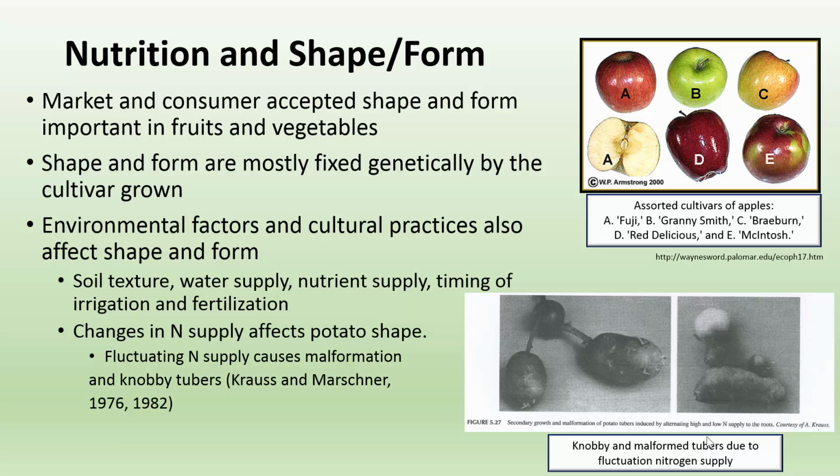Environmental factors and cultural practices also affect shape and form. Soil texture, water supply, nutrient supply, and timing of irrigation and fertilization are some examples. In potatoes, as shown in this figure from Krause and Marschner, change in nitrogen supply affects potato shape. Fluctuating nitrogen supply causes malformation and knobby tubers.